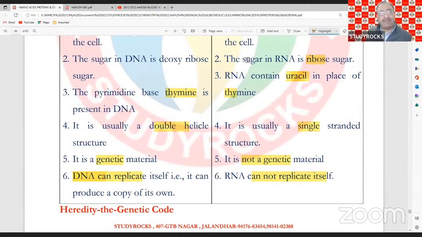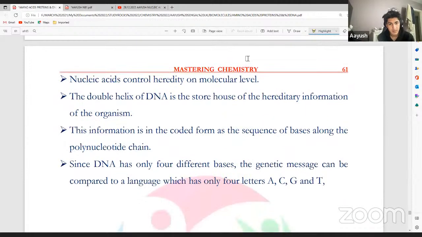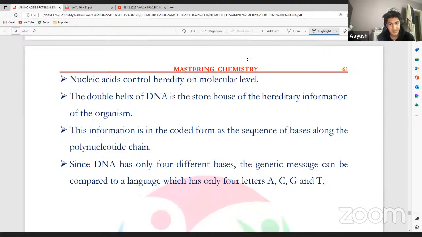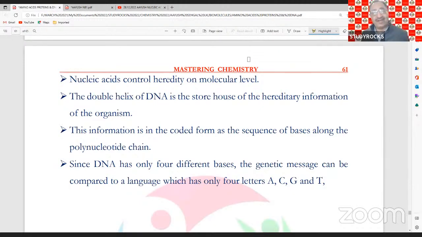And this you can remember effortlessly. DNA is in the nucleus, RNA is in the cytoplasm. Then focus on the sugar part: ribose in RNA and deoxyribose in DNA. Thymine in DNA and uracil in RNA. DNA is genetic material, RNA is not. DNA is double-stranded, RNA is single-stranded. DNA can produce a copy of its own, and RNA cannot.